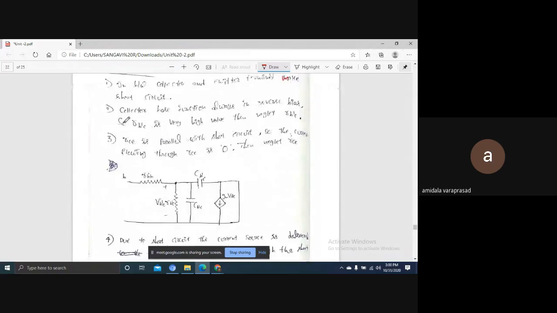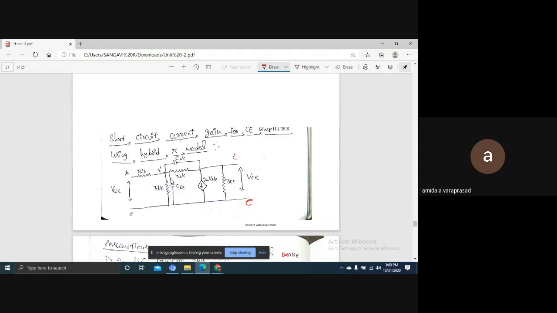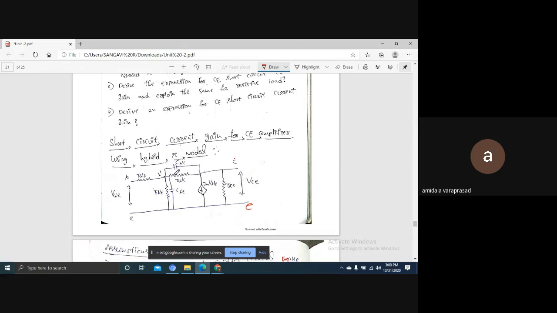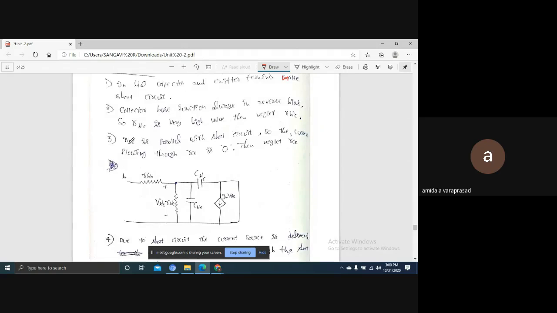Okay, next one. The collector base junction is always reverse biased, so RB dash is a very high value. Then the current through RB dash is very small, so neglect RB dash. Here, RB dash I need to neglect. Okay, next one, the third one.